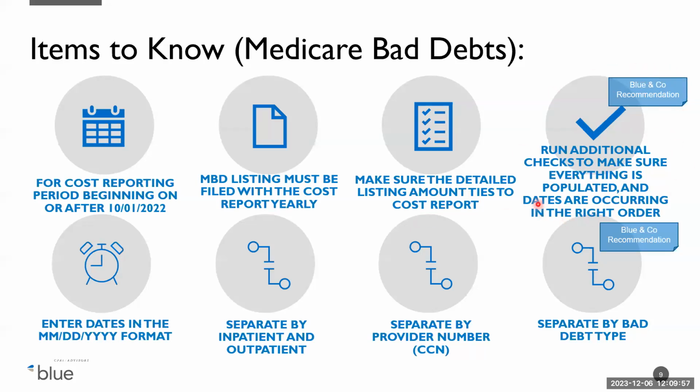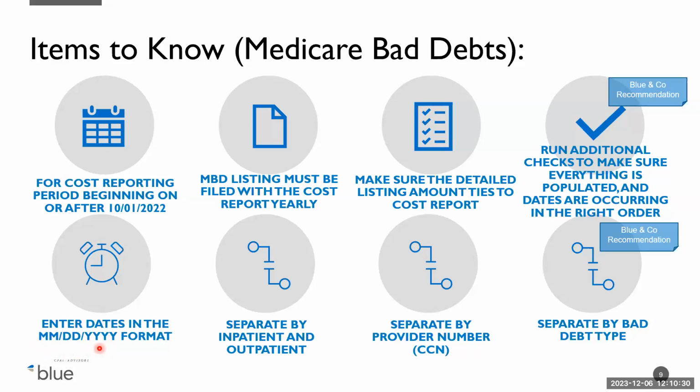This next section, this is a Blue & Company recommendation, not necessarily a requirement, but you do want to run some checks to make sure all your columns are populated. Make sure things are occurring in the right order. So like, for example, crossovers, you want to make sure Medicare pays and Medicaid pays, and then you write it off. So just things that should be happening in a certain order, making some checks to make sure that's happening.